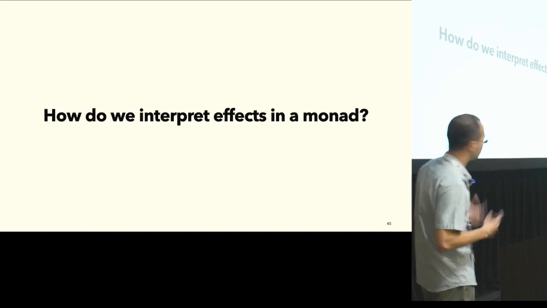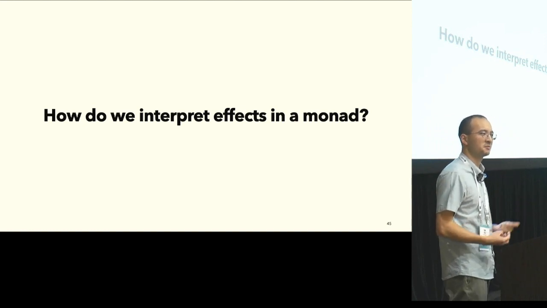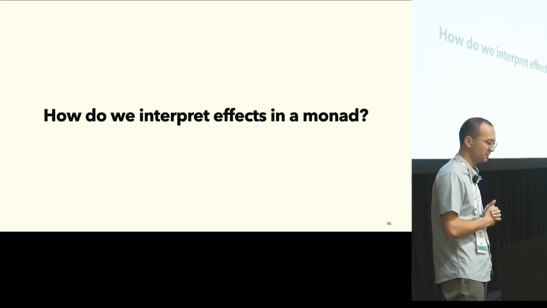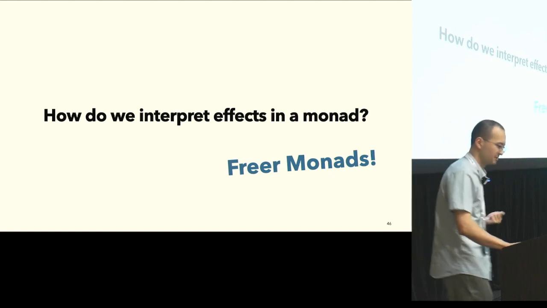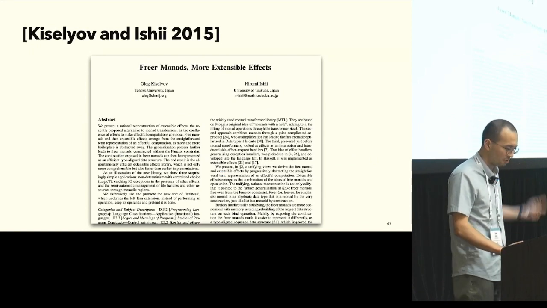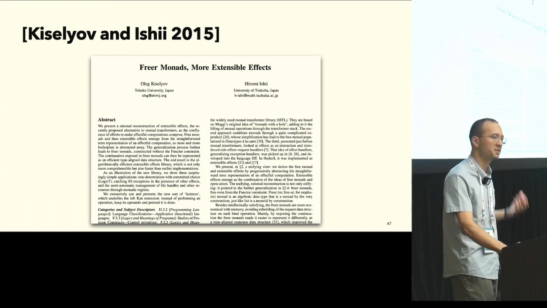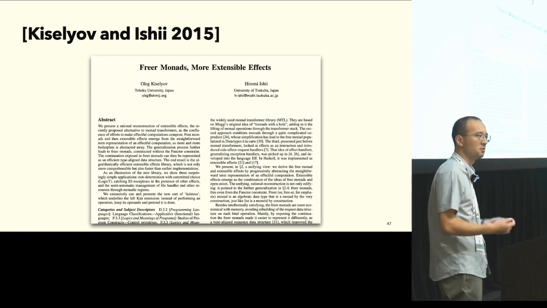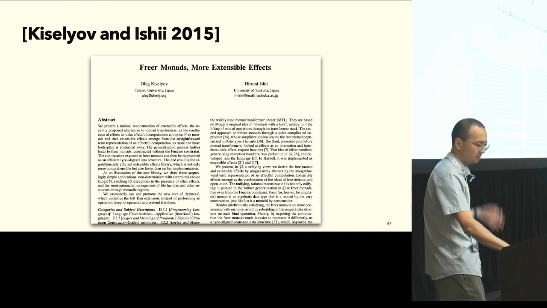Now that we have the basic idea of endpoint projection, to actually implement it, there's one more question, which is how do we interpret effects in a monad? And the answer to this question is Freer monads. Freer monads were originally proposed by Oleg Kiselyov and Hiromi Ishii in their 2015 Haskell Symposium paper about building extensible effects. The key idea of Freer monads is a term representation of an effect for computation, which leads to the following definition of Freer monads.